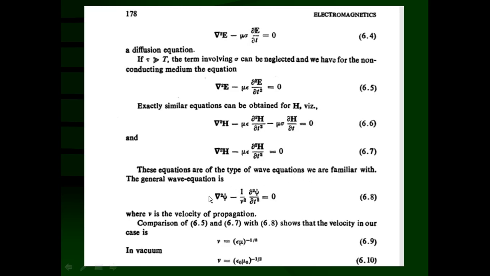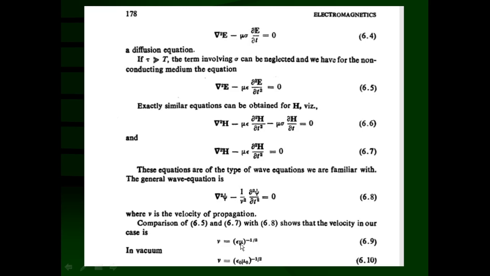The general wave equation is del square psi minus 1 upon v square del square psi upon del t square equal to 0. This is the wave equation. Comparing equations 6.5, 6.7 and 6.8, which are of similar forms, we can say that 1 upon v square is equal to mu epsilon. That means the phase velocity v of the electromagnetic waves is given by mu epsilon raised to minus 1 half.